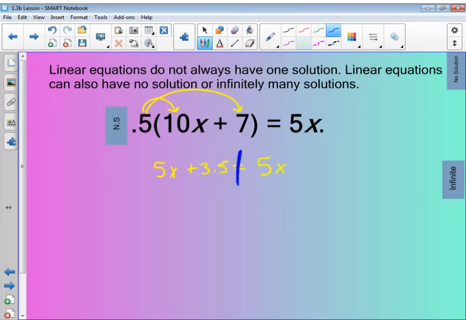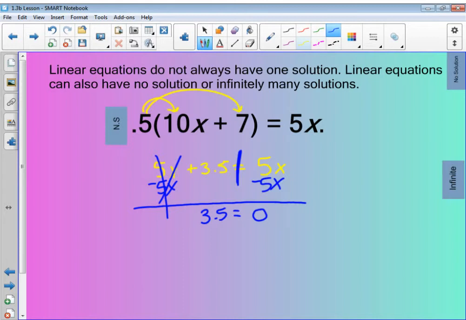So now, here's my equal sign. I already have the x's by themselves on the right-hand side, so I'm going to go ahead and get rid of this one. So that canceled out, and if I do 5x minus 5x, that gives me 0 x's or nothing. So now I'm left with 3.5 equals there's nothing over here. There's a 0, there's nothing there. Well, can 3.5 equal 0 or nothing? No, so that would be no solution.